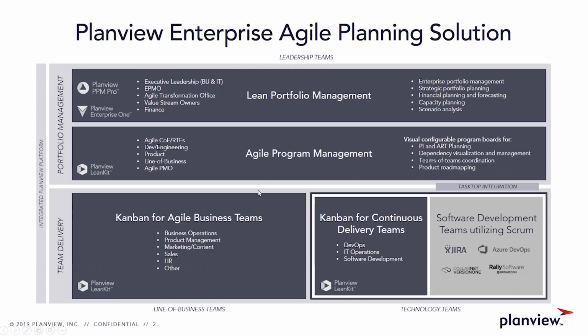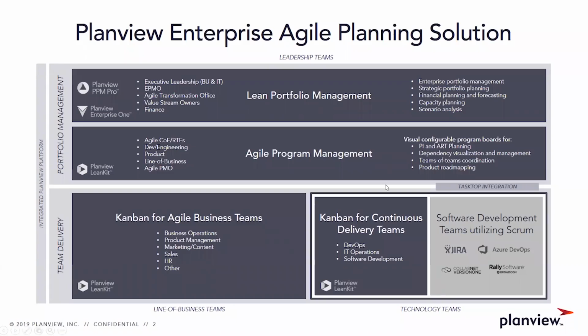level and work down. The solution supports the needs of release train engineers, dev and engineering leaders, product leaders, line of business leaders, by providing visual configurable boards to support program increment and Agile release train planning. It also provides dependency visualization and capacity management, and in addition to providing teams of team views to facilitate coordination and collaboration amongst your teams.